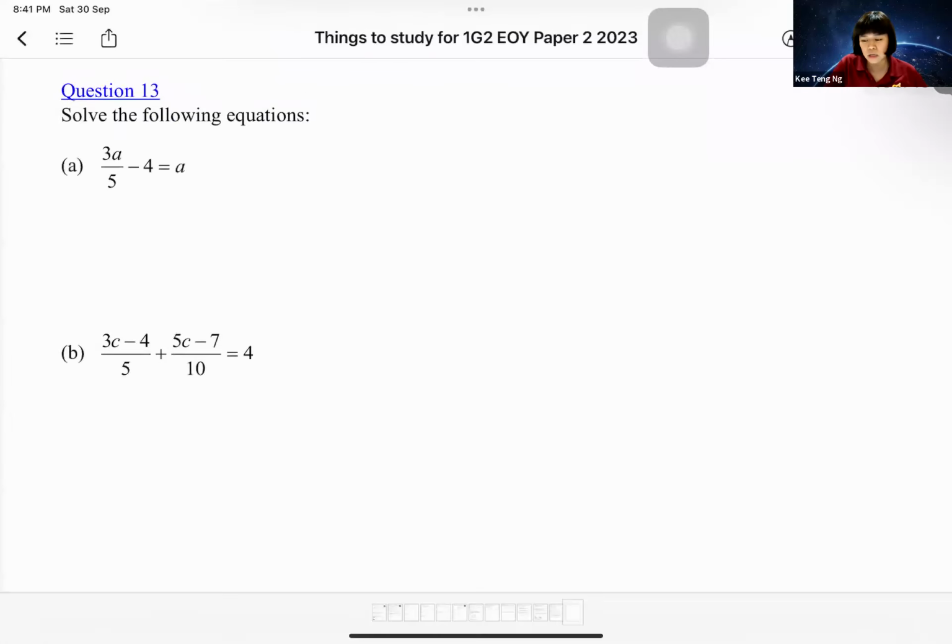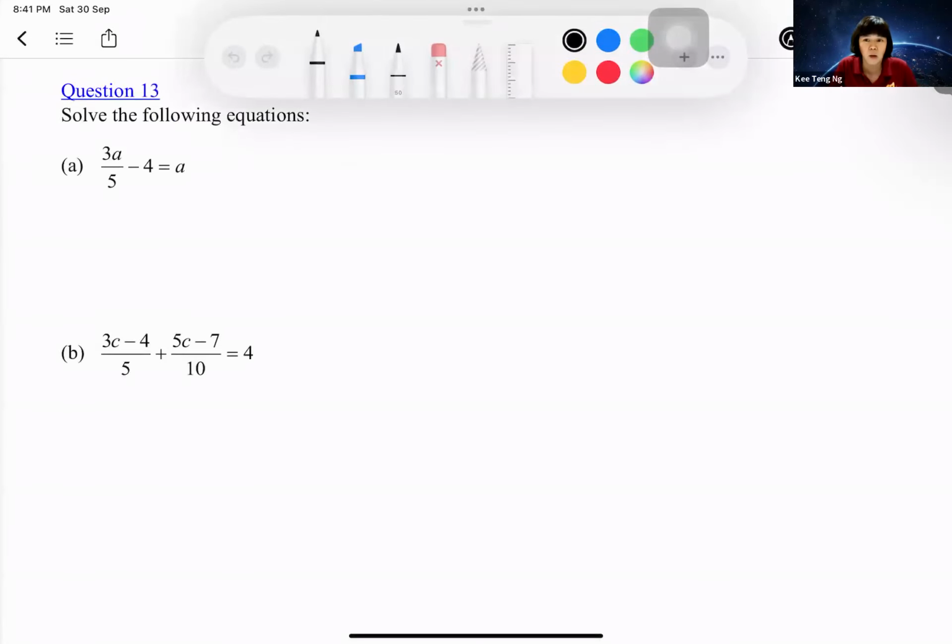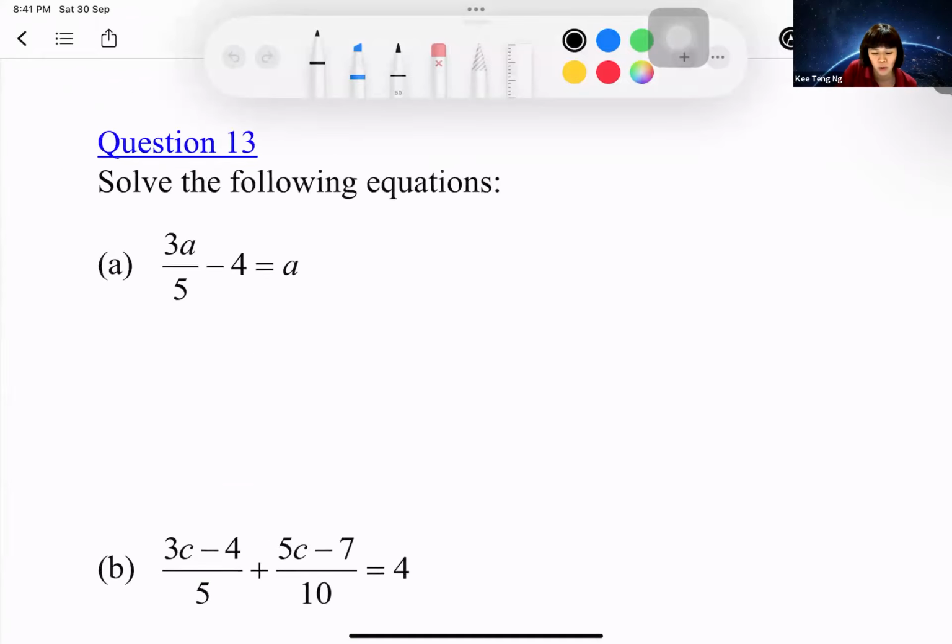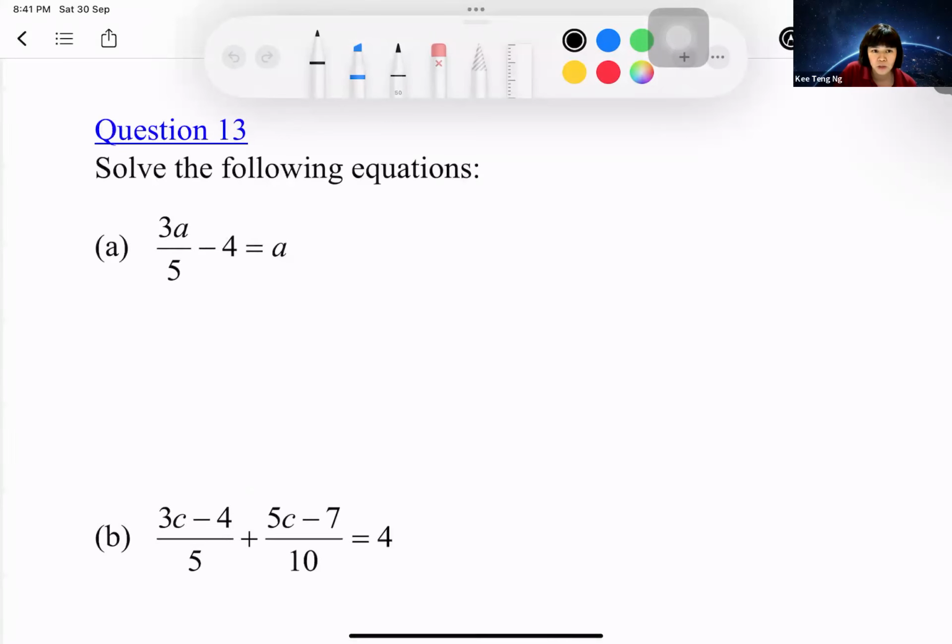Algebra. There is still some algebra in paper 2 as well. And usually it will involve equations and maybe also fractions. So please take a look at question number 13. Solve the following equations. When you have such an equation, it might be a little bit more confusing, and you have 2 parts. So what do you usually do?